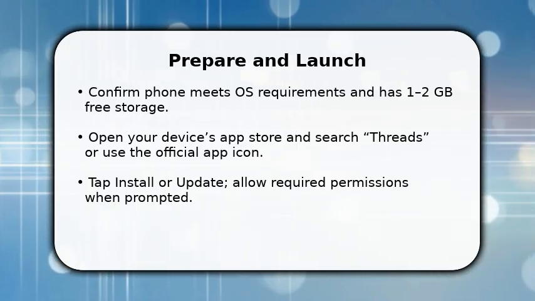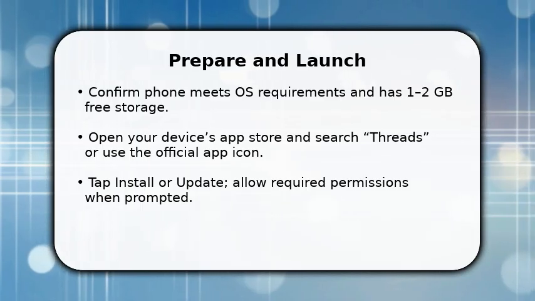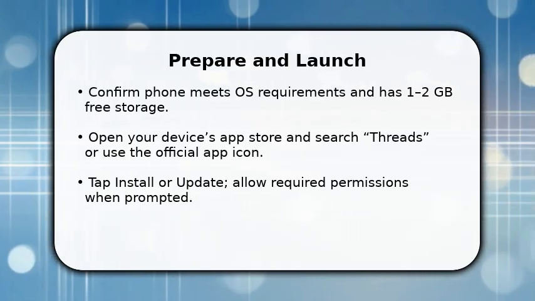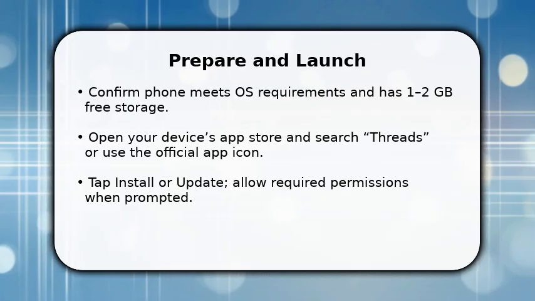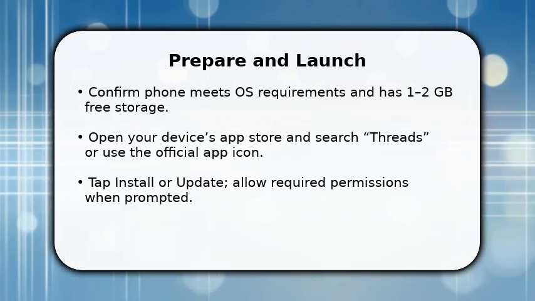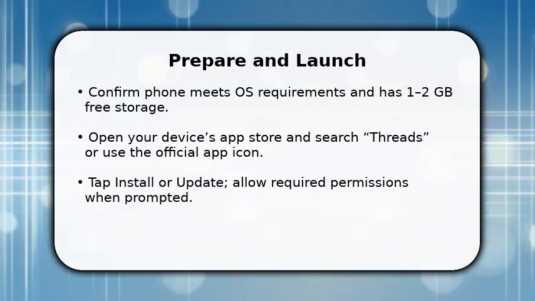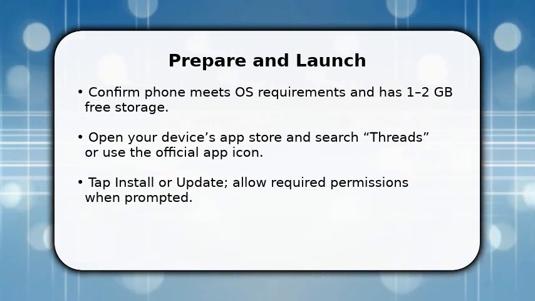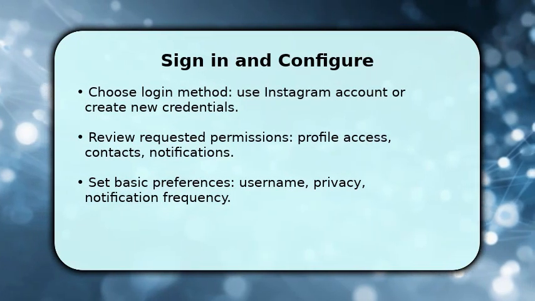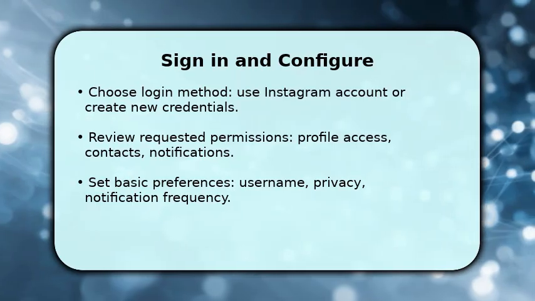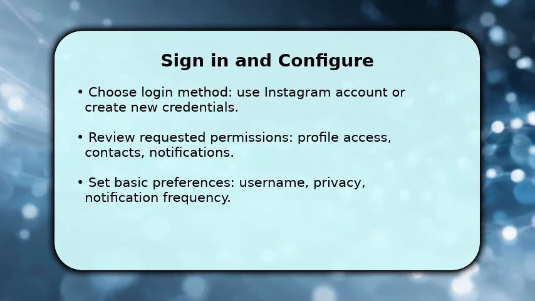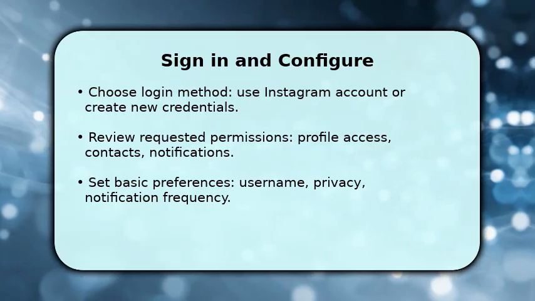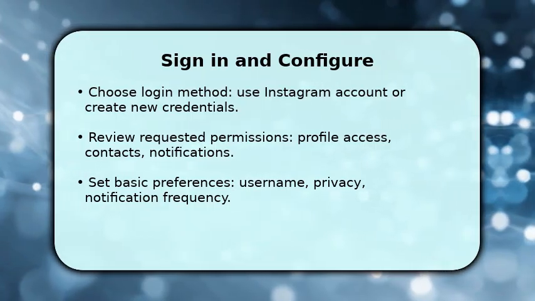When the app finishes installing, press Open from the store or locate the Threads icon on your home screen. Make sure to permit basic permissions so the next steps proceed smoothly. You'll now enter your account details. Sign in with your Instagram account or create new credentials if needed. Once signed in, the app will ask for permissions. Grant profile access and notifications if you want seamless features. You can limit contacts later.